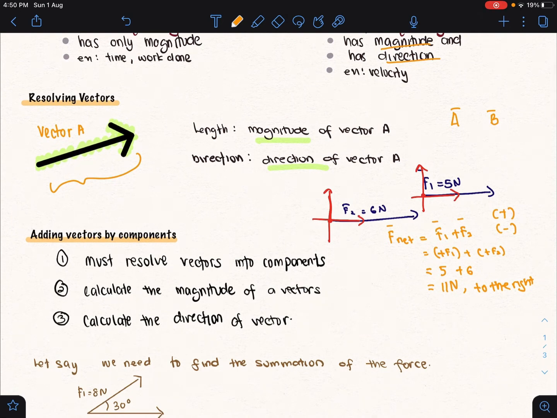Okay, let's say one to the right, one to the left. We change our direction of F2 now. Okay, F2, say it goes to the left. This is my F2. So now when it goes to the left, what will happen?